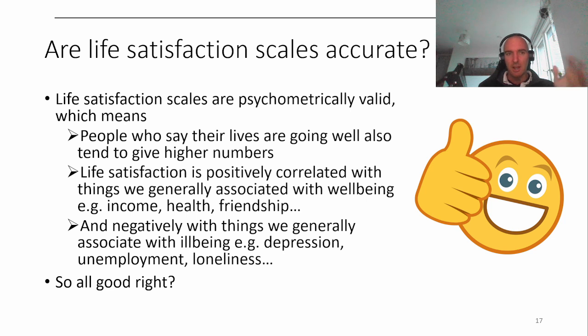So they're certainly psychometrically valid. What that means is that people who say that their lives are going well also tend to give higher numbers. People whose lives are, in a sense, objectively better, like their health is better, their income's better, they have more friends, they are achieving more of their goals in life, tend to give higher numbers for their life satisfaction. And similarly, life satisfaction scales tend to be negatively correlated with things that we associate with ill-being. So people who are depressed, unemployed, lonely, this kind of stuff, tend to give lower numbers for life satisfaction.